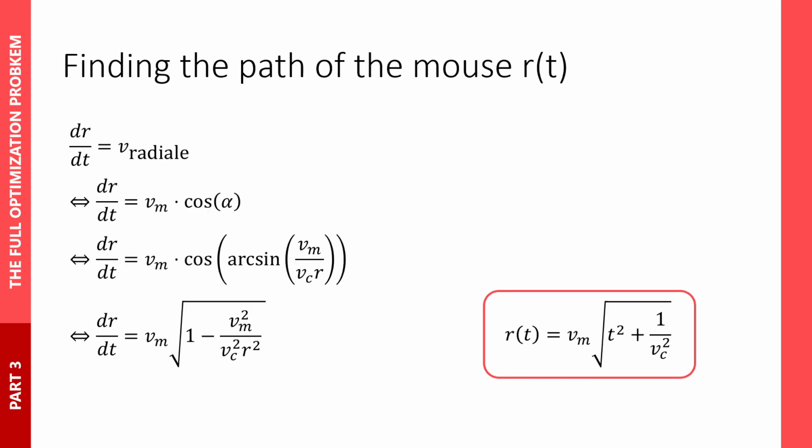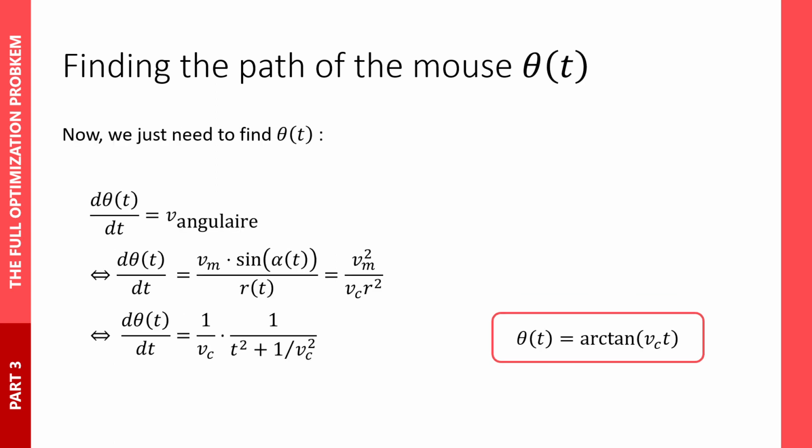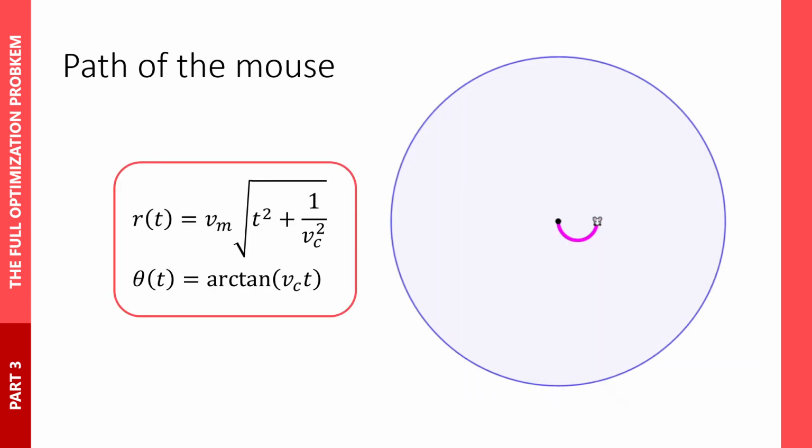Now that we have the angle alpha, we can find the path taken by the mouse. We need r in function of t, which we can find using the definition of the radial speed. The equation is still a bit complex, but can however be solved analytically with software like Wolfram Alpha. The resulting expression of r in function of t is written at the end of the slide. After that, we just need to find the angular position of the mouse, which can be found using the definition of the angular speed. And now, we can plot the path of the mouse over time.